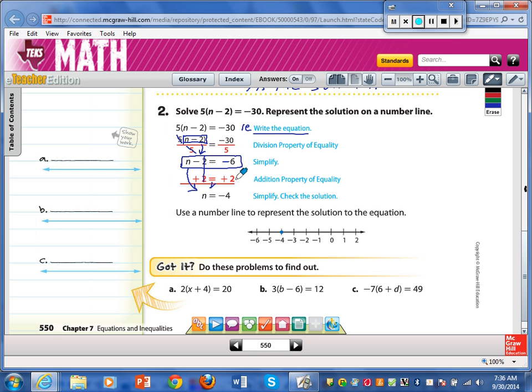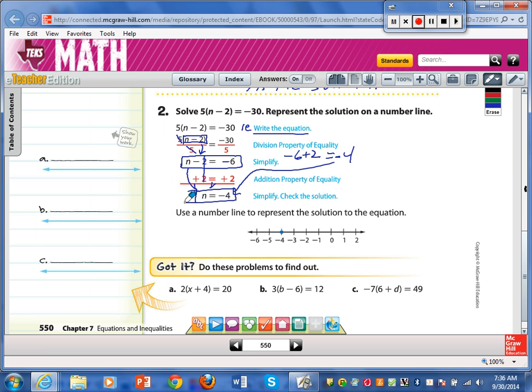Negative 6 plus 2. Remember that for negative 6 plus 2, you have to use your rules for addition. If the signs are different, you have to subtract and keep the sign of the bigger number. So 6 minus 2 equals 4. Since we have more negatives than positives, your answer has to be negative. And that's how it gets to this point. So there, your solution is n equal to negative 4.